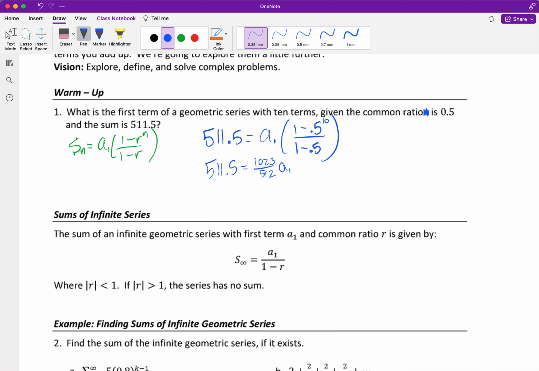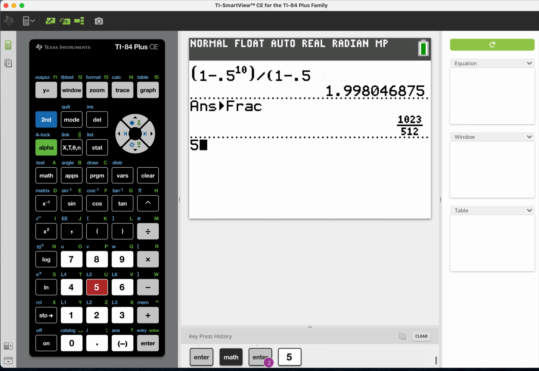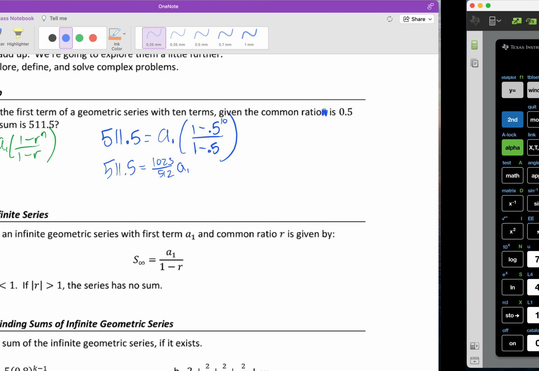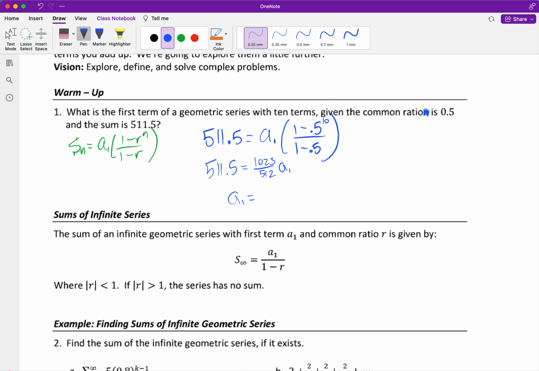And so I'm just going to multiply by the reciprocal, or divide by that, however you want to think about it. So I'm going to do 511.5 divided by that number I just got, and that gives me 256. So the first term in this sequence is 256.